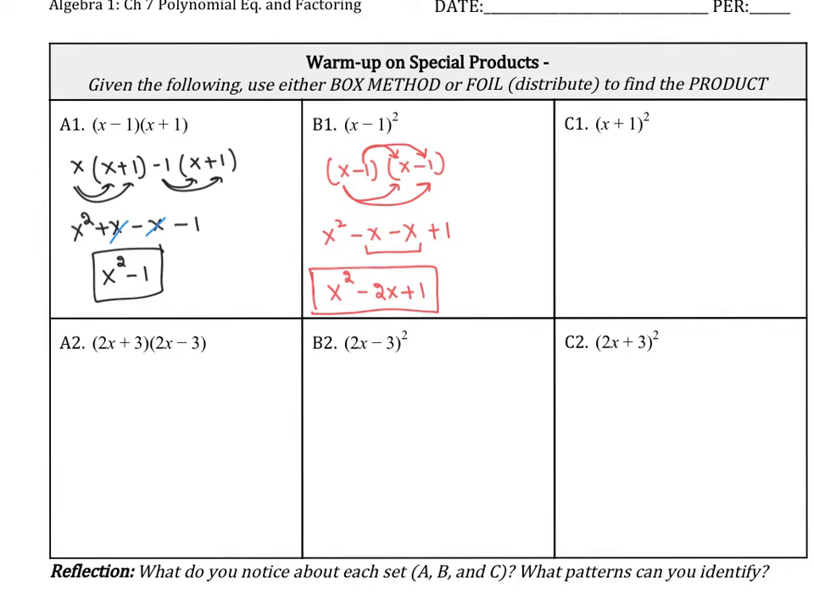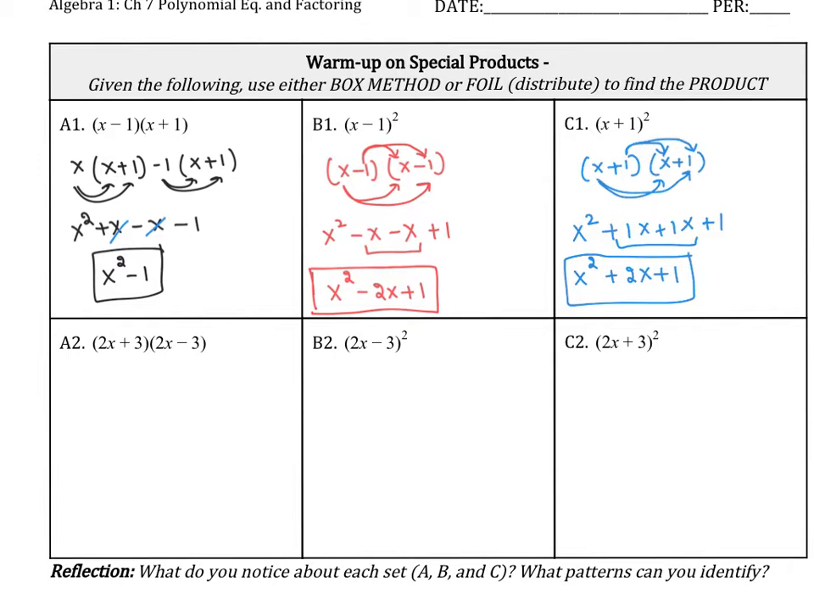I'm going to use the same FOIL method for the next question. So x plus 1 times x plus 1, although you can apply any method, like distribution or a box. FOIL: x times x is x squared, x times 1 is 1x, 1 times x is 1x, and 1 times 1 is 1. Combine the like terms here, you get x squared plus 2x plus 1, and that's going to be your answer.